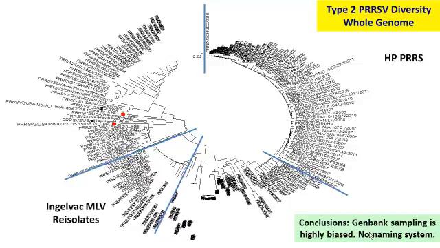And if you tried to assign lineages to these, it would be all mixed up because there's a major amount of recombination in PRRS virus. So if you use GenBank as your source for looking at diversity, what you're really looking at is the biases of scientists at what they want to study. And there's no good naming system for genomes.